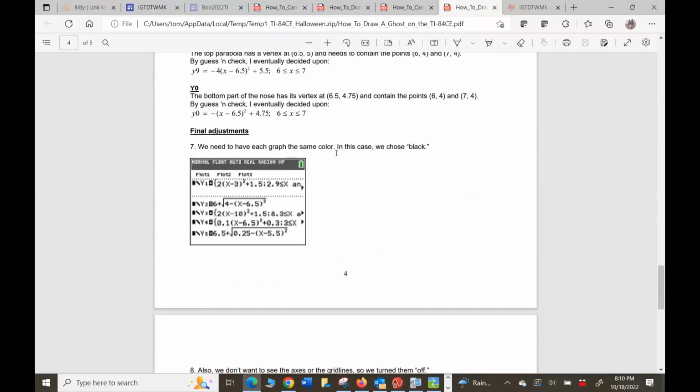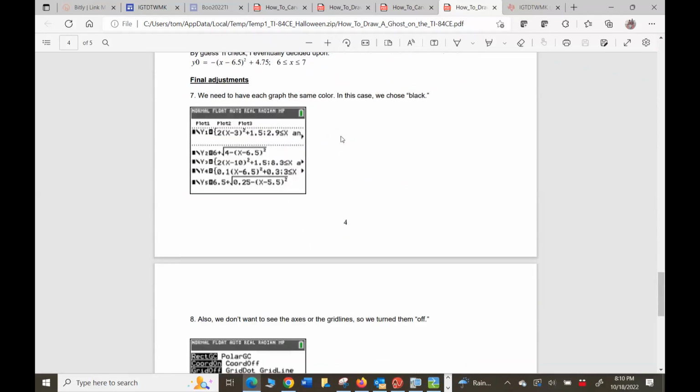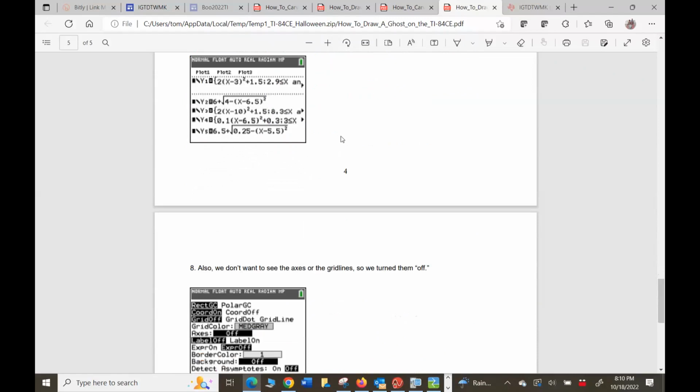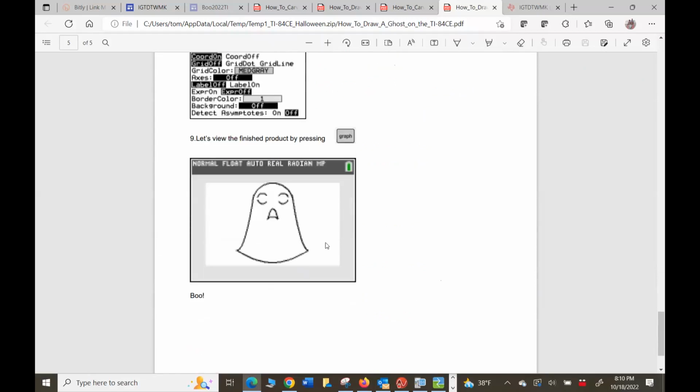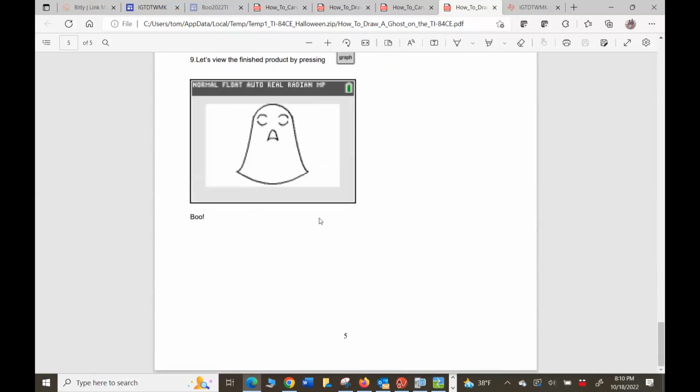And then at the end, I wanted to make sure the graph was all the same color, because on this 84 CE each one is a different color. So I changed them all to black, so it would be black on white. You could make your ghost another color if you want. If you wanted the eyes to be red or whatever, you could do that. Also at the end, I don't want the grid lines to be shown, so I turned them off right here. And then I can go ahead and just press graph and see that, and boom.